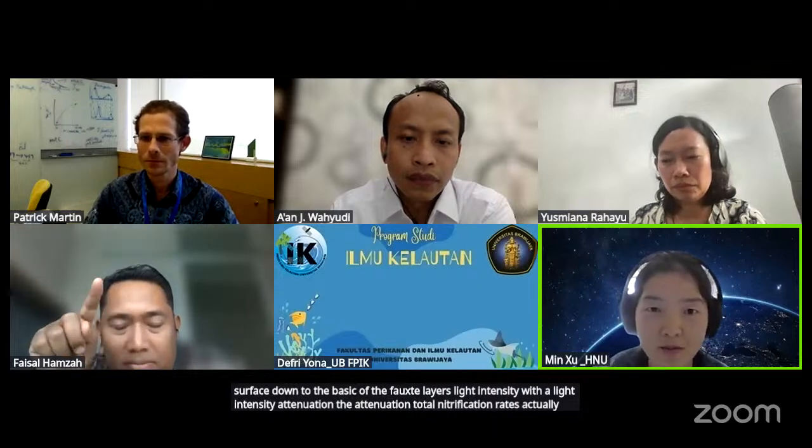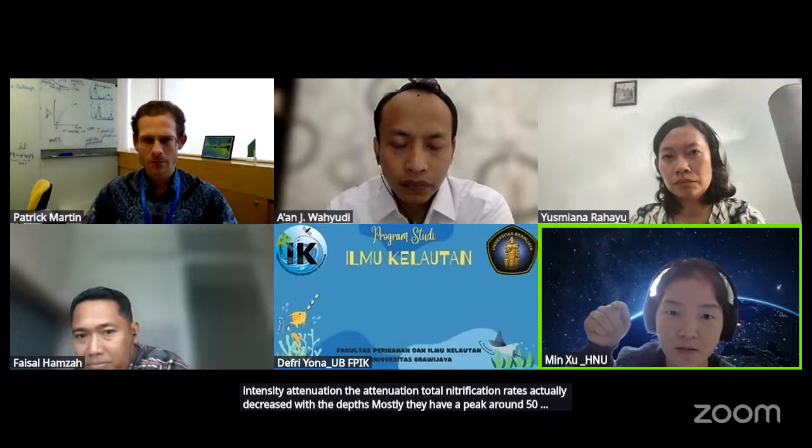And could you talk a bit about that? Thanks for your question. Actually, in the entire euphotic zone, from the surface down to the base of the euphotic layer, with the light intensity attenuation, the total nitrogen fixation rates actually decreased with the depth. They mostly have a peak around 50 meters, and in some areas of the ocean this peak occurs at the very surface layer.